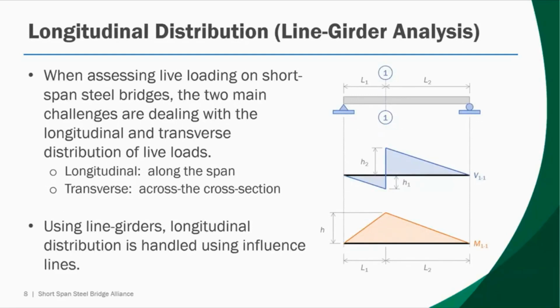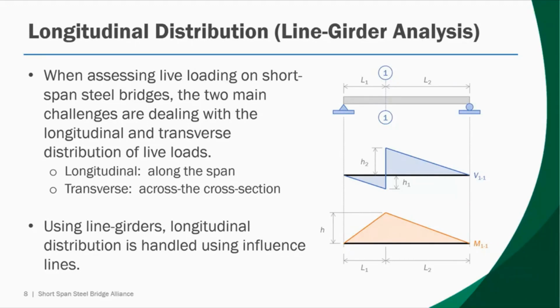When using a Line-Girder approach, there are two main challenges in dealing with live loads that an engineer needs to deal with. And that is dealing with longitudinal distribution as well as transverse distribution. Longitudinal distribution means determining where to place live loads along the span in order to generate the worst case effect.